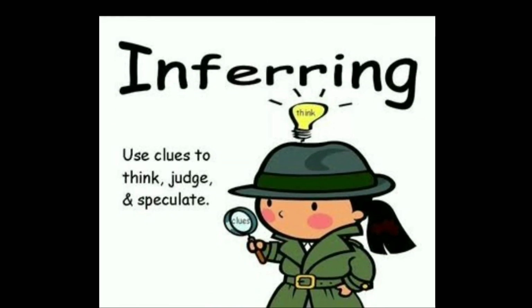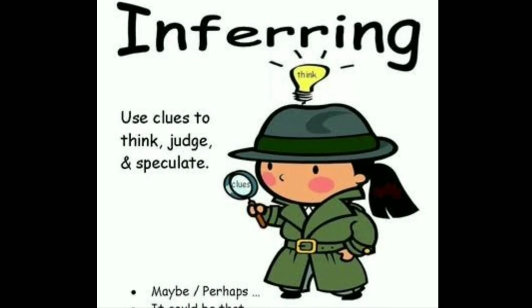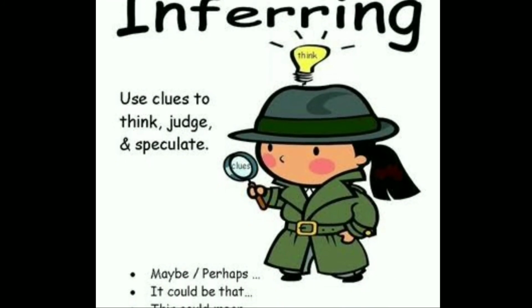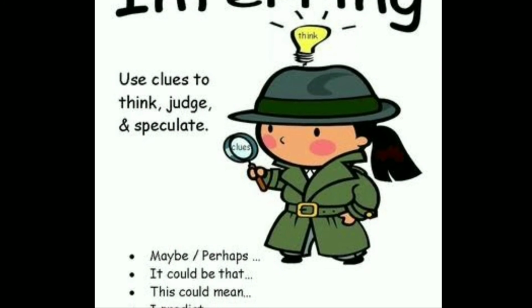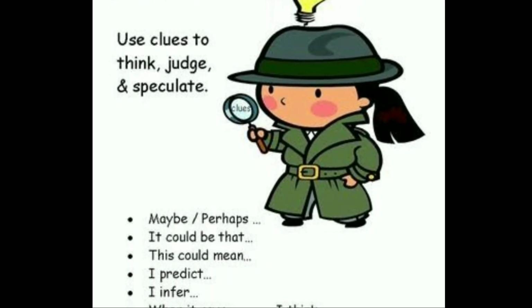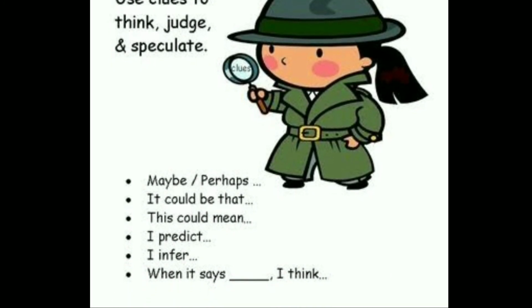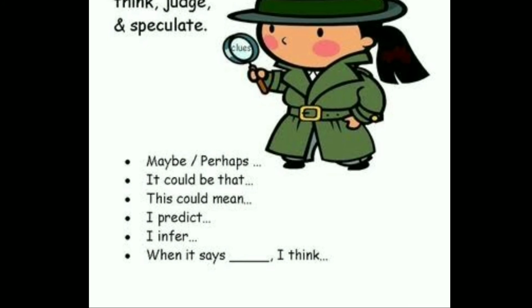Inferring. Inferring is a process used by a reader to understand an idea that the author does not state explicitly. This is done by combining his own knowledge and background with details and clues stated by the author.